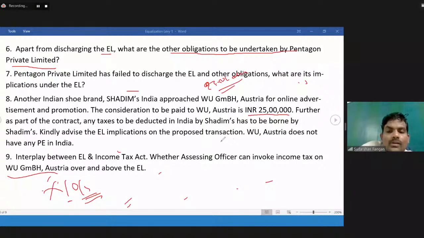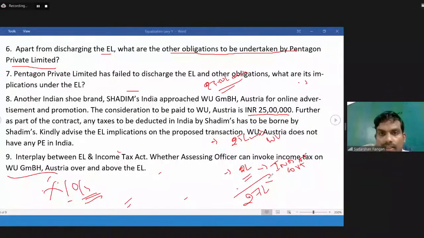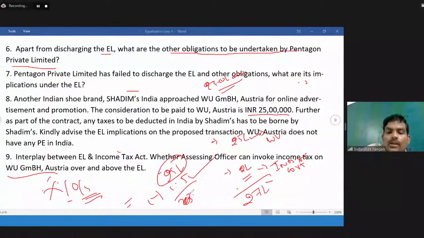So now, purely going by commercial, what Shadim will try to do is pay 25 lakhs to Austria. He will gross it up. And let's say the equalization levy after grossing up comes to 2 lakhs. 2 lakhs is paid to the Indian government. So the cost, if you see, is actually 27 lakhs because of grossing up. Ideally, it should be 25 lakhs minus 1.5 lakhs, so the cost should only remain 25. 1.5 goes to the government, 23.5 should go to the non-resident.